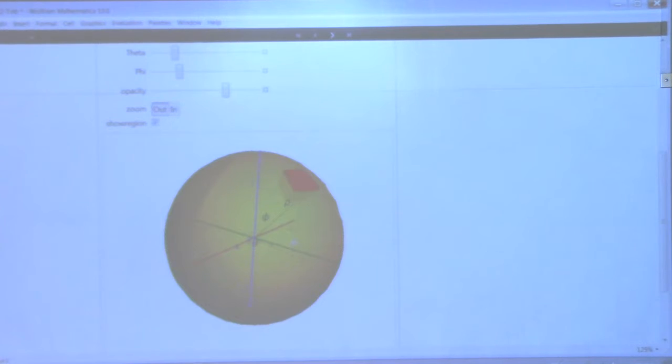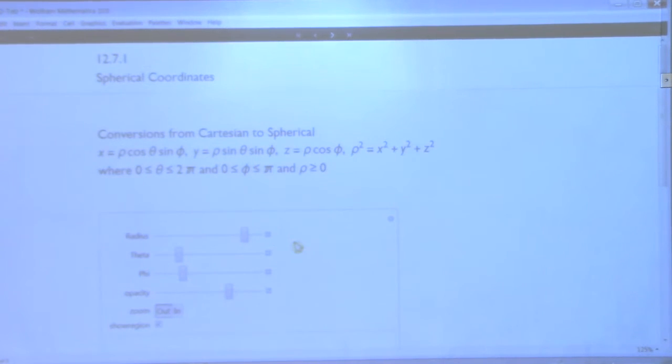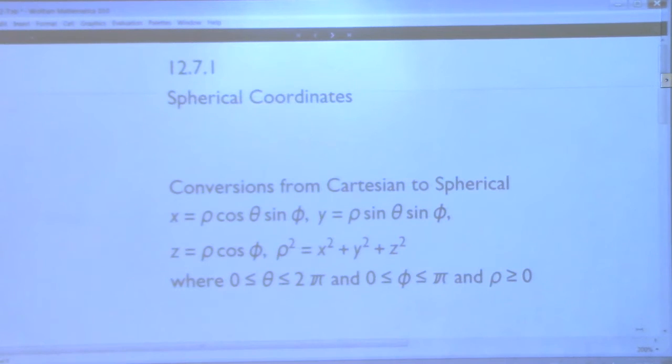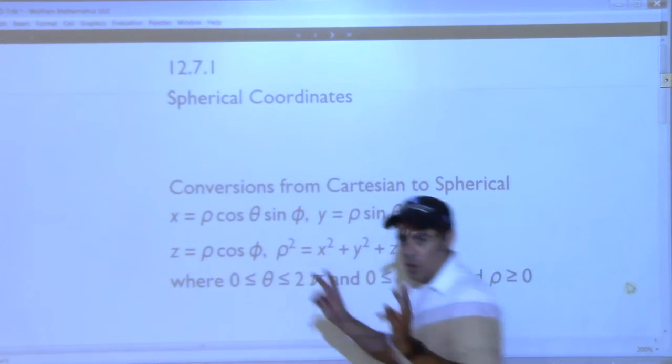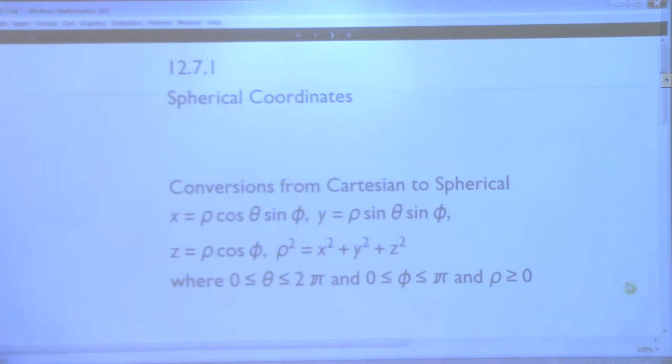Now, when we use spherical coordinates, our conversions are not as nice as they were in polar and cylindrical. You know, it was just x is r cosine theta, y is r sine theta, and z just stays z. But when you go to spherical, things get nasty, all right?